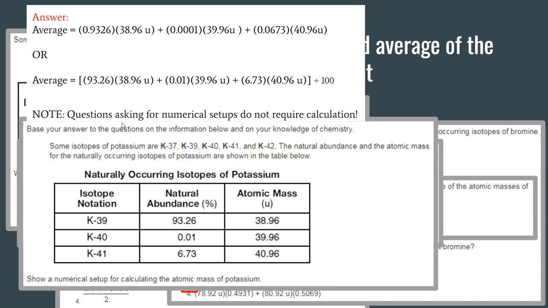Please note that questions asking for numerical setups do not require calculation. They simply want you to show your work. So please do not go through the hassle of trying to calculate this number, especially if there's a chance that you might get this wrong as a result of some sort of miscalculation. Just show your work.